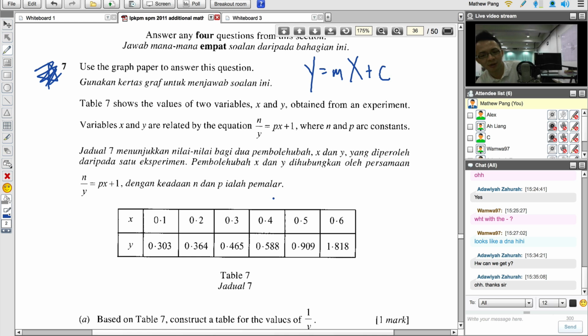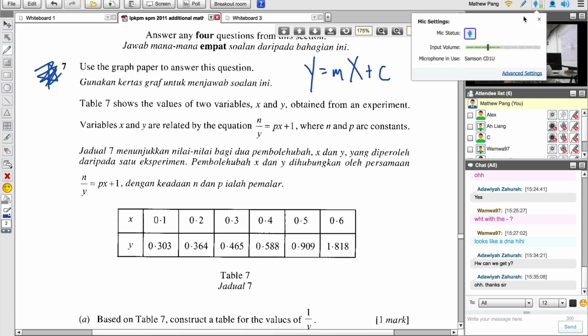Okay, so over here, it gives you an equation. One minute. Maybe now I think the renovation stopped already. Okay, so I just turn back on my mic.